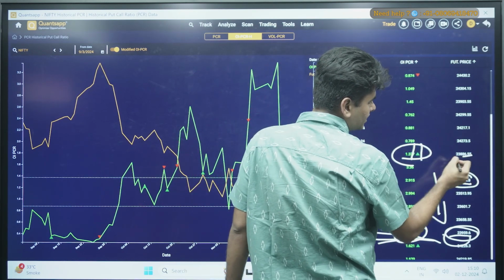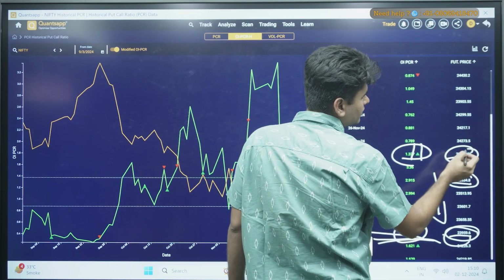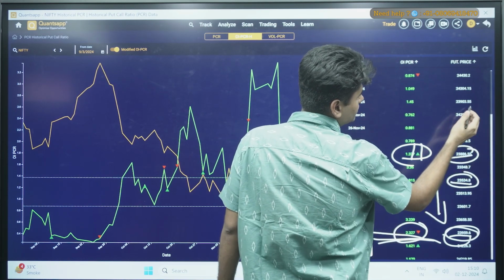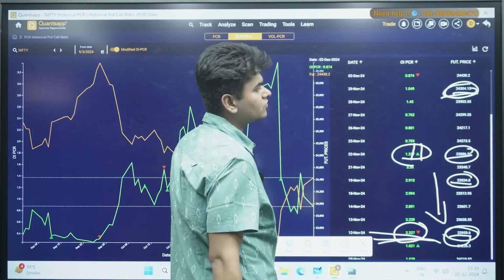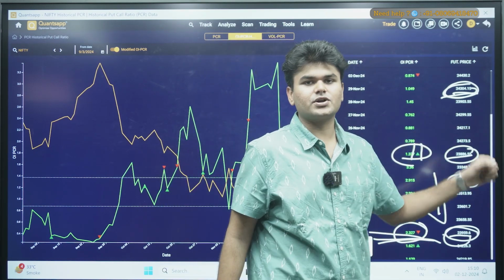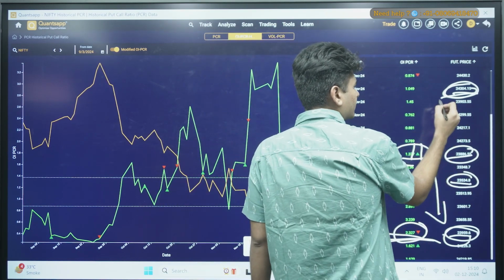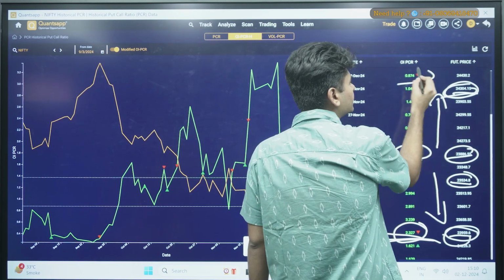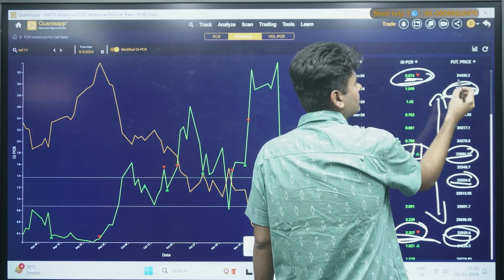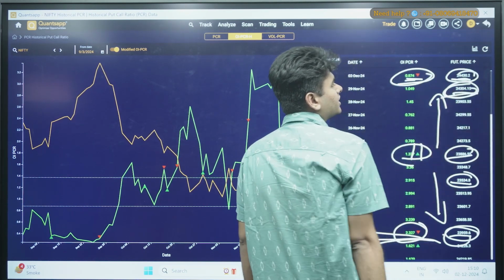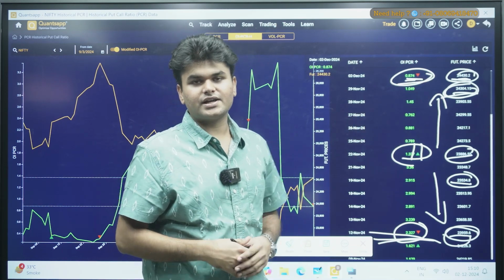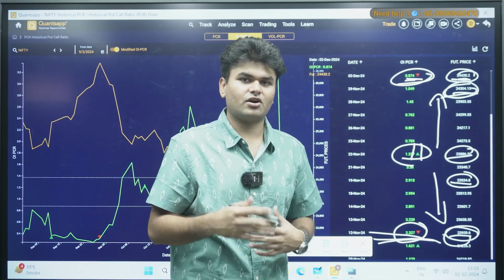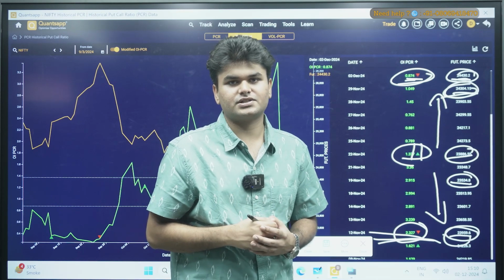From 23,886 it made a high of almost 24,300. So from 886 to 300, almost 500 points of momentum on the upper side. Now it is indicating that on the basis of the put call ratio, you can see a bearish reversal. But again, we are going to analyze this in the next trading session, and we might make decisions accordingly.